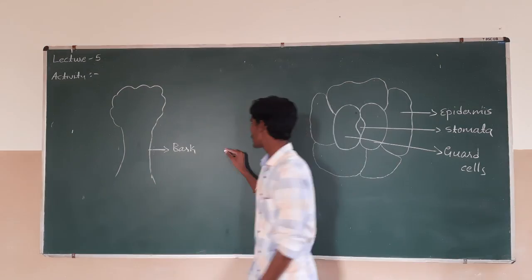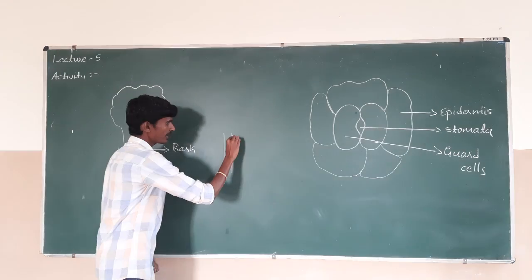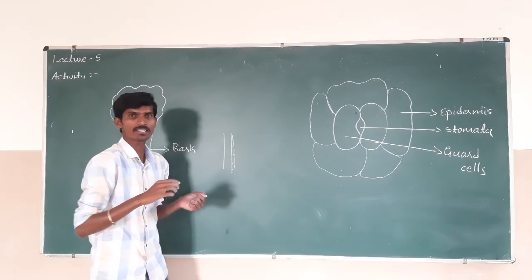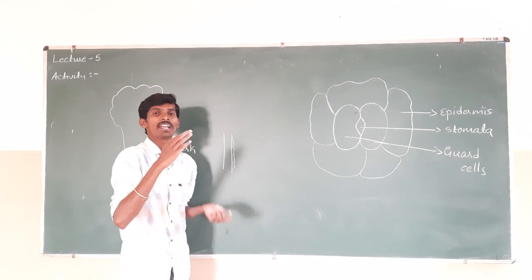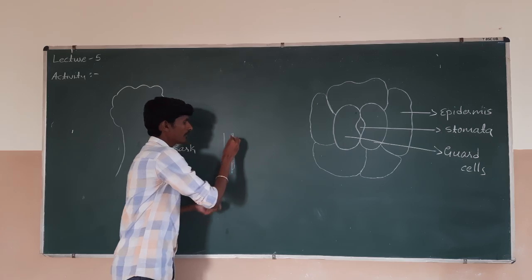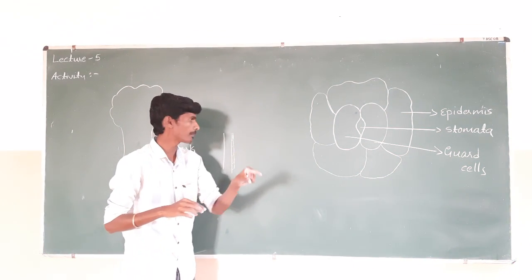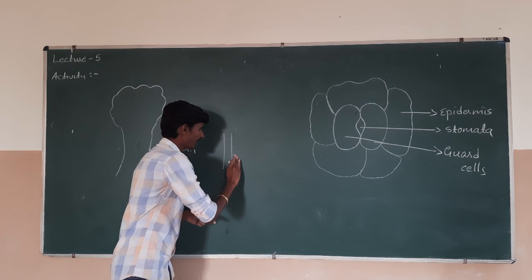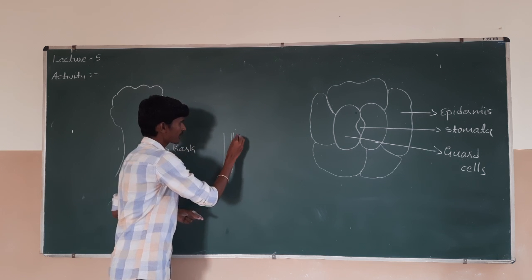The first one, this is the young stem. Here, in this region, a meristematic region is present. When the plants grow older, a strip of secondary meristem replaces this primary meristematic region. Here the cells are cut off. Then it forms secondary meristems.